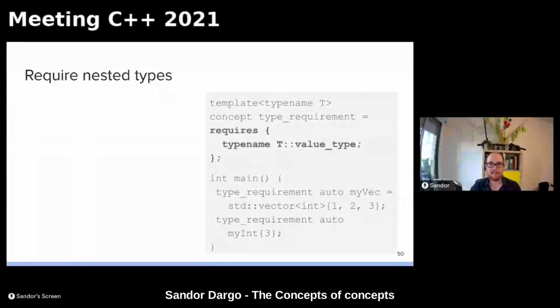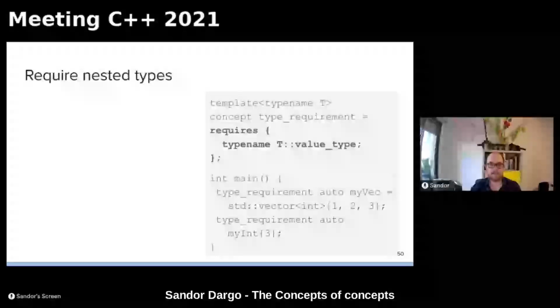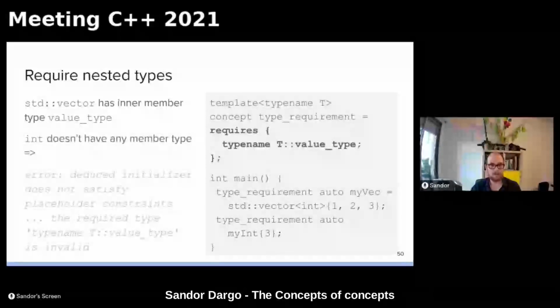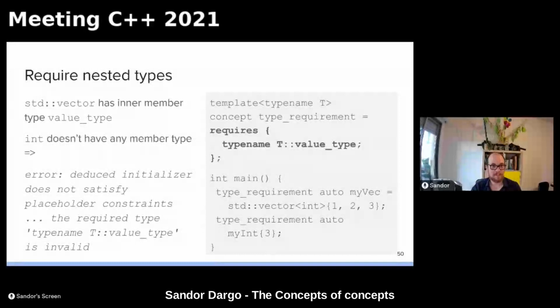For the nested types, you can say that you require that this T::value_type should be a typename. Don't forget the typename there. And in the example, you can see that this compiles with a vector, because a vector does have a value type, but it doesn't compile for the integer because it doesn't have any member type. So the deduced initializer doesn't satisfy the constraints. That's the error message you get. I shortened it a bit, but it tells you that typename T::value_type is invalid for an integer.